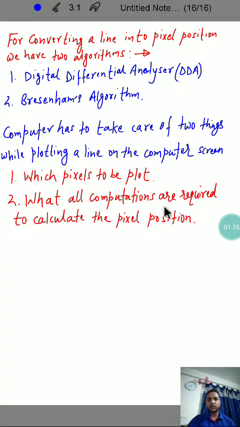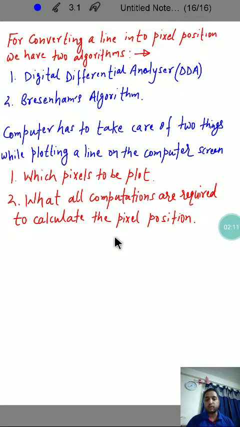Before we proceed to the DDA algorithm, just remember one thing: the computer has to take care of two things while plotting a line on the computer screen. One is which pixels are to be plotted, and the second is what computations are required to calculate the pixel positions, that is, what calculations the computer has to do to calculate those pixel positions.